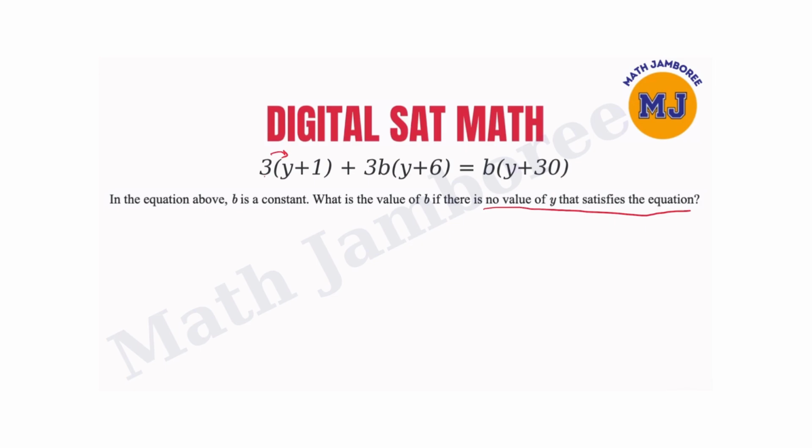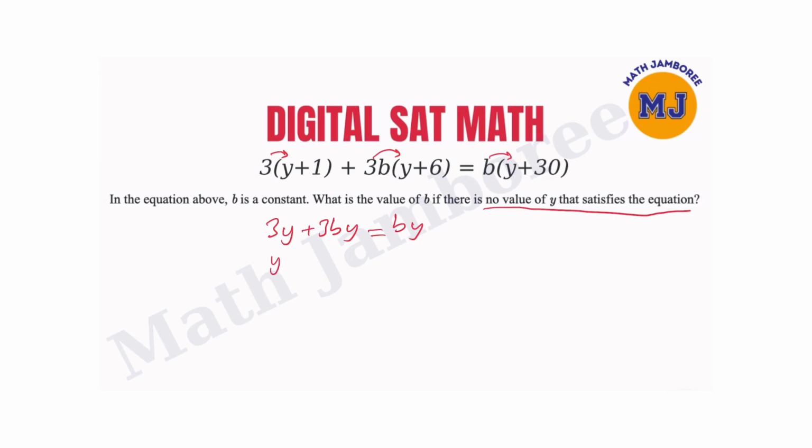Normally, you will need to distribute this 3 into the parentheses. It's 3y plus 3, but I don't need the plus 3. That's why I won't write it over here. I will just keep going with this. 3b times y is 3by. Again, I don't need the 3b times 6, which is 18b, and I don't need the 30b. I'm just dealing with the terms that have y in them.